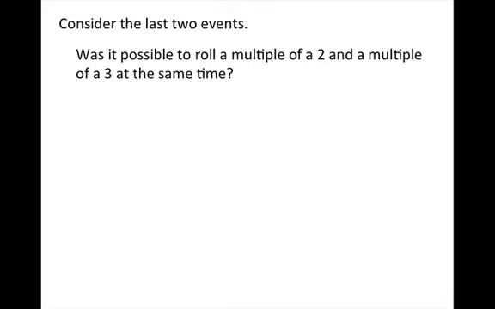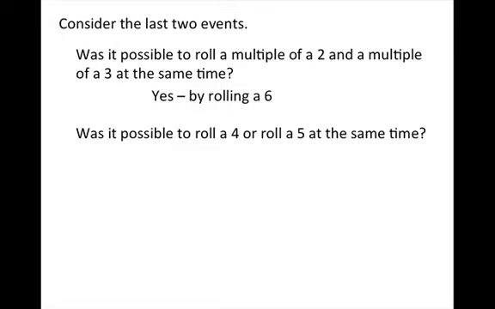Now let's look at the last 2 events. In the next to last example, was it possible to roll a multiple of 2 and a multiple of 3 at the same time? Yes, it was, by rolling a 6, because 6 is a multiple of 2 and 6 is a multiple of 3. Now, was it possible in the last example to roll a 4 and a 5 at the same time? No, that was not possible. When I roll the die one time, it cannot land on a 4 and a 5 at the same time.